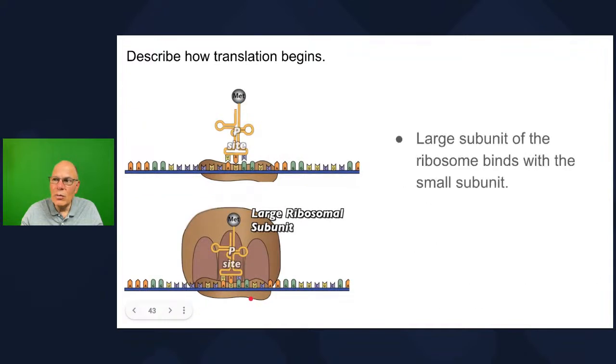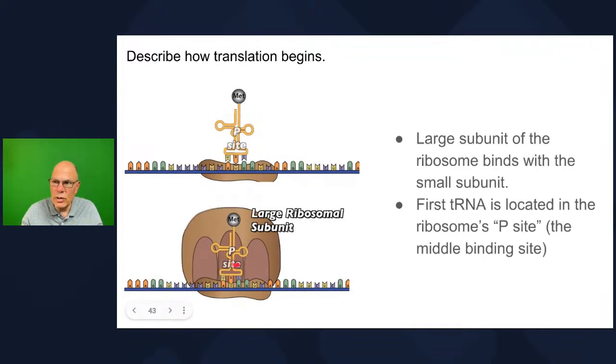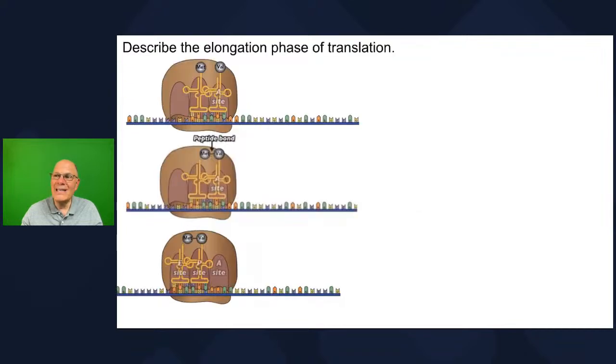Now we're almost done. What happens is the large subunit of the ribosome binds with the small subunit. Note that this first tRNA is in the P site: E, P, A. So we've initiated translation. We don't have a protein yet; all we have is one amino acid sitting there. How is the process going to continue? The process continues with elongation. And isn't that wonderful? Initiation, that's how it starts.